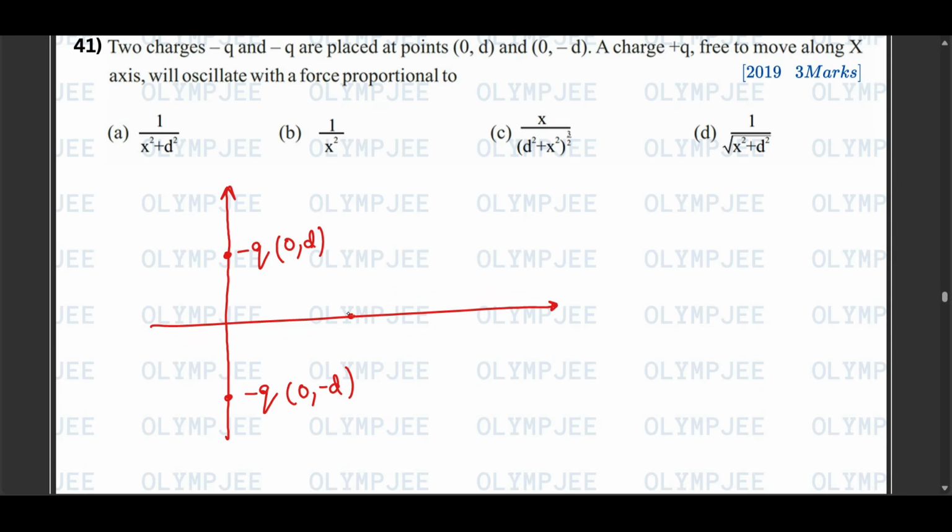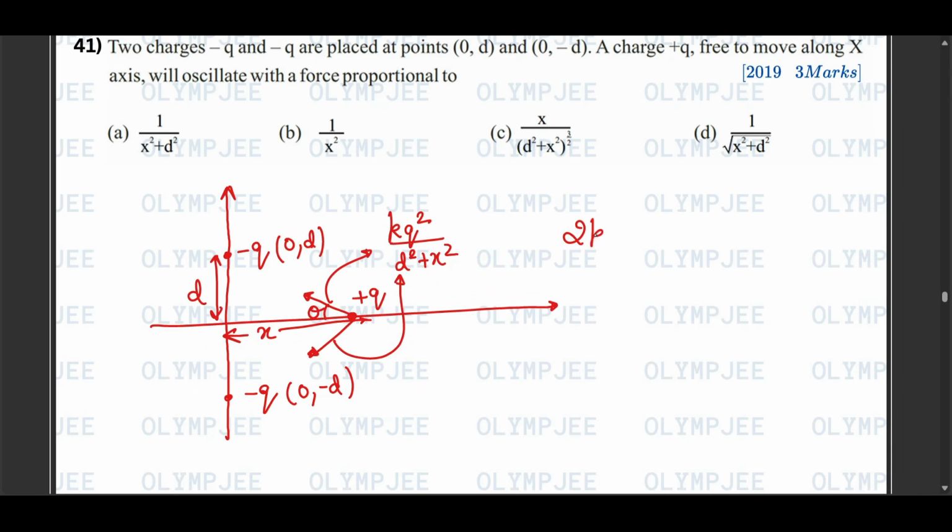So assume that plus q is somewhere here. So the field here and here, if this is x and this is d, will be kq square by d square plus x square, and this will also be equal to this. And if we take the cos theta, then 2kq square by d square plus x square cos theta will be the restoring force.